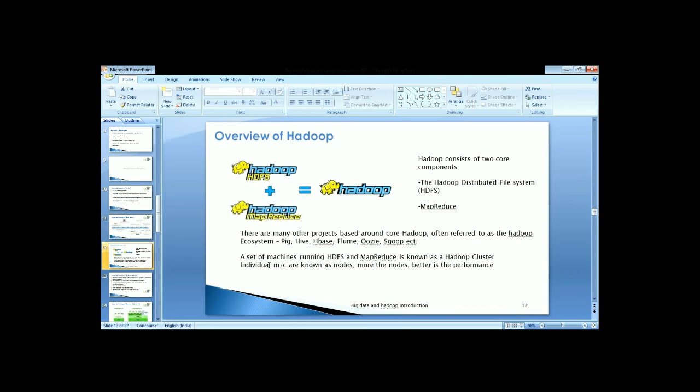So let me give you a basic overview of Hadoop, like basically what Hadoop is. When we talk about Hadoop, you need to understand two major things about it. First one is HDFS. As I said, HDFS is Hadoop Distributed File System. And second one is MapReduce. As the name suggests, there are two parts to it, mapper and reducer. And there are other projects also around Hadoop.